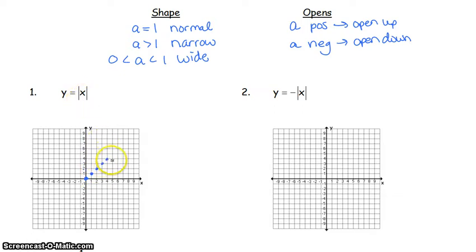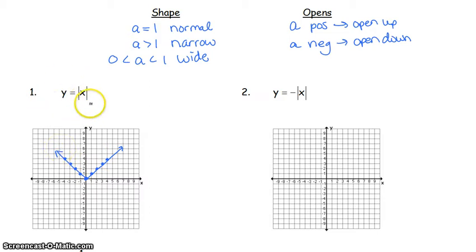The absolute value of 4 is 4. Now, what's going to make this different from just a regular line with a slope of 1 is if I go in the opposite direction. If I go to -1, the absolute value of -1 is a positive 1. The absolute value of -2 is a positive 2. Absolute value of -3 is 3. Absolute value of -4 is 4. So the absolute value graph is going to be the graph of a V. It's going to be in the shape of a V.